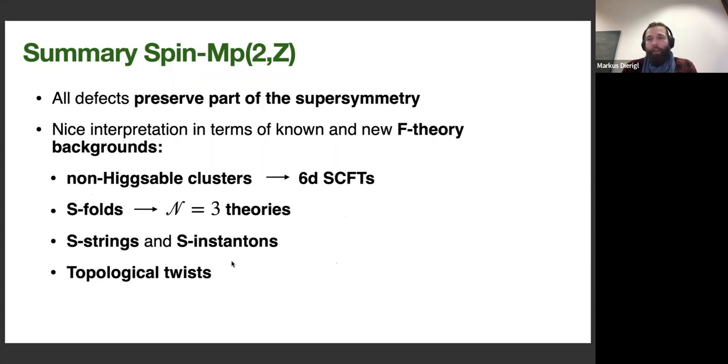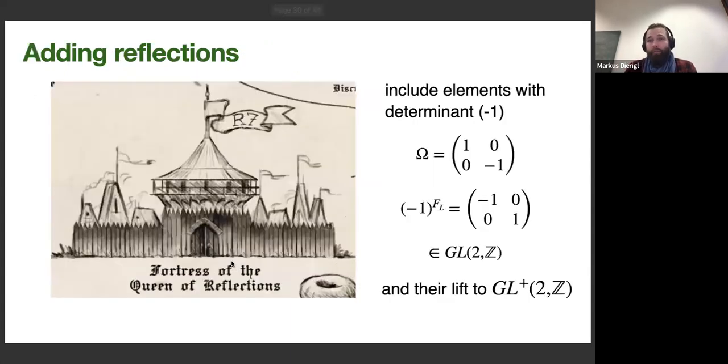And now with this part, let me actually move to the next level where we add reflections. So we go from spin MP2 to spin GL+. So we include now the element with determinant -1 and its associated spin lift, or pin plus lift, I should say. And this is related to the fortress of the queen of reflections in the map.